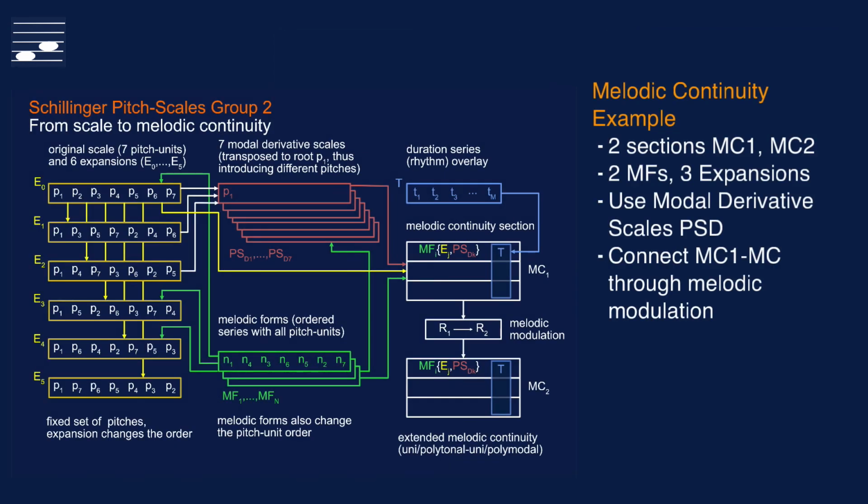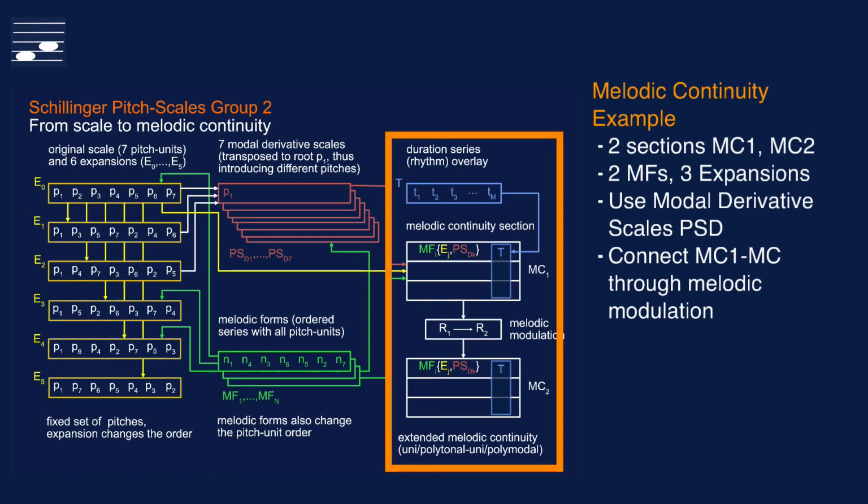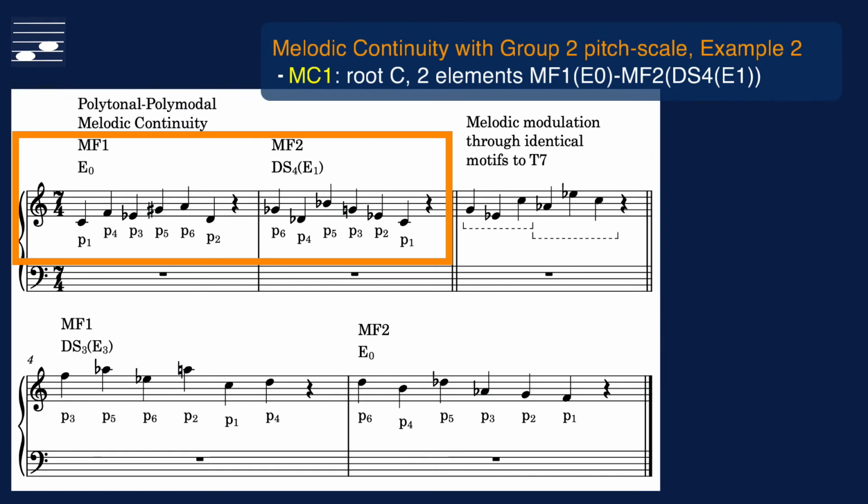We bring all these techniques together in a melodic continuity, again with 2 MC sections in different keys, connected through melodic modulation. We use 2 melodic forms and a subset of modal derivative scales. MC1 has root C and consists of 2 elements, melodic form MF1 applied to expansion E0 and MF2 applied to the modal derivative scale DS4, obtained from expansion E1. It may take you some time to reconstruct this phrase from the source material.